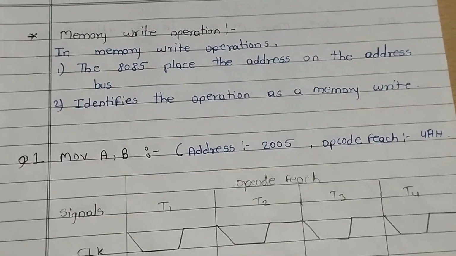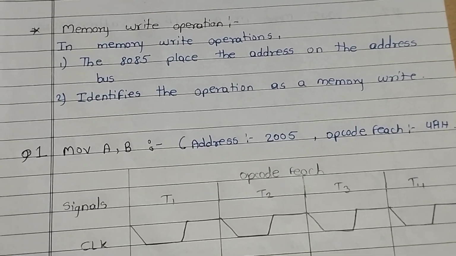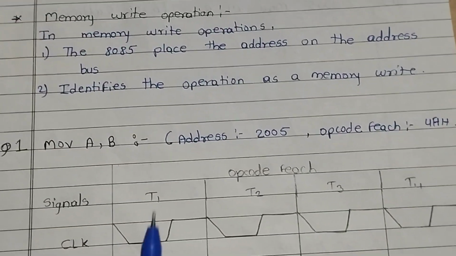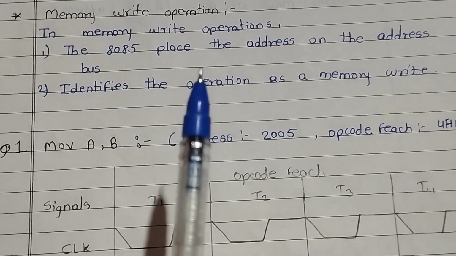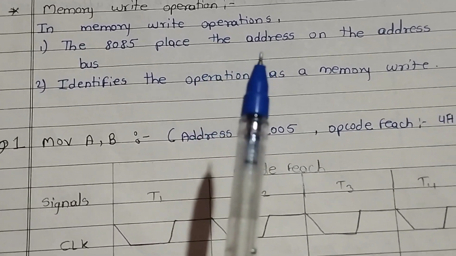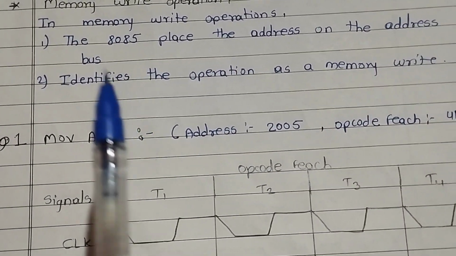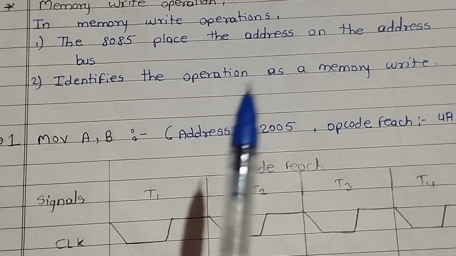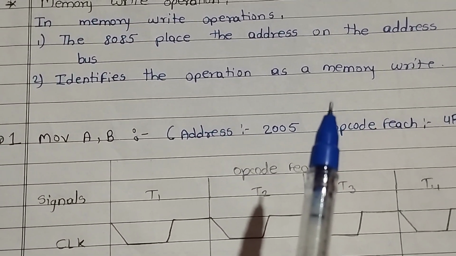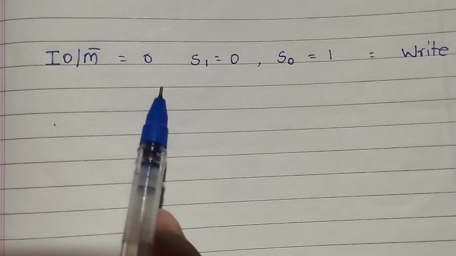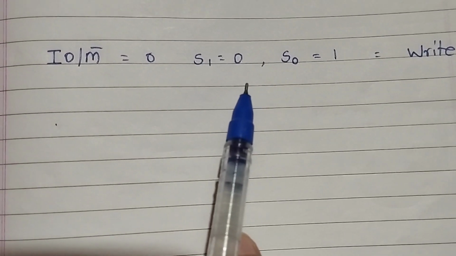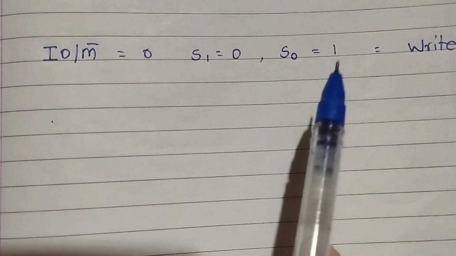The next type of machine cycle is the write machine cycle. In a memory write operation, the 8085 microprocessor places the address on the address bus and identifies the operation as a memory write. So for the write machine cycle, IO/M bar is equal to 0, S1 is equal to 0, and S0 is equal to 1.